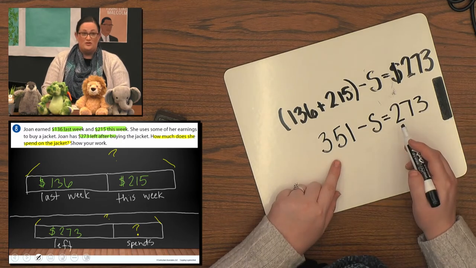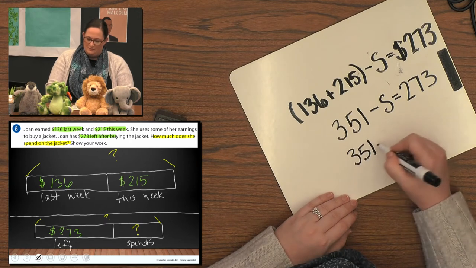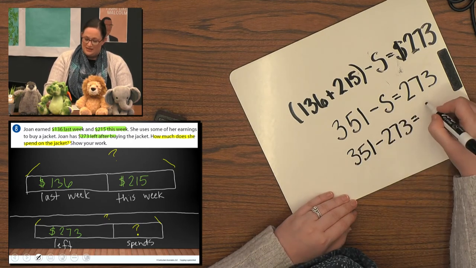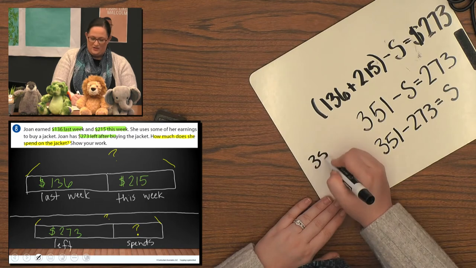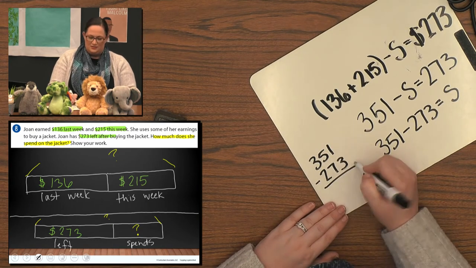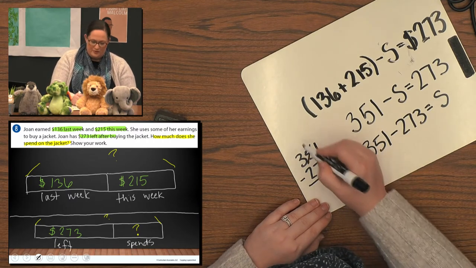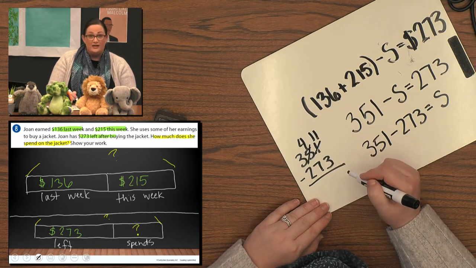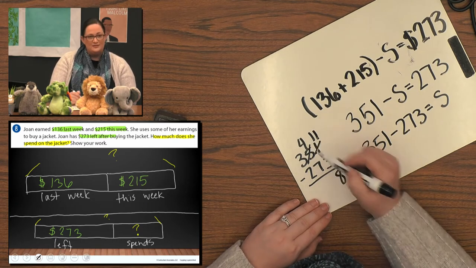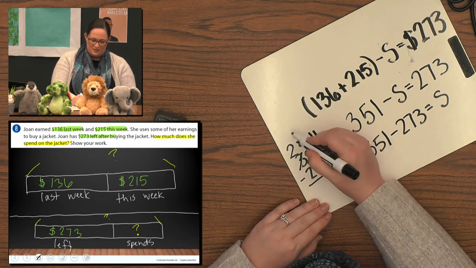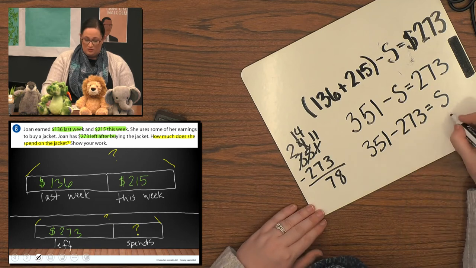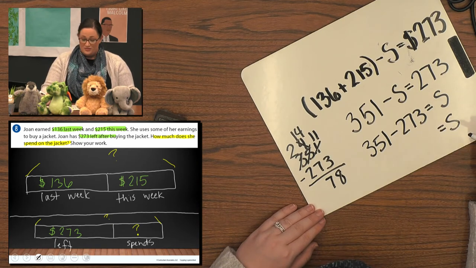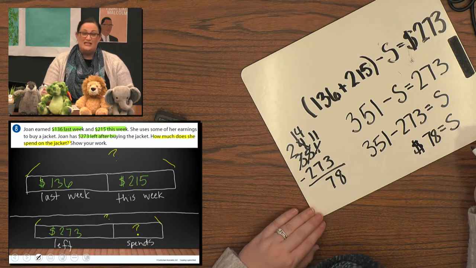Now we know that we can just subtract the 273, so let's write that. 351 minus 273 equals S. What is 351 minus 273? Well, let's do the math. 351 minus 273. Ugh, it's one of those problems where you have to regroup. 4 tens, 11 ones. 11 minus 3 is 8. Oh man, I have to regroup again. 2 hundreds, 14 tens. Oh, 14 minus 7 is 7, and 2 minus 2 is 0. According to our math, Joan's gonna have $78 that she spent on the jacket.